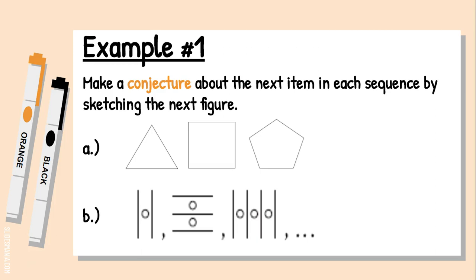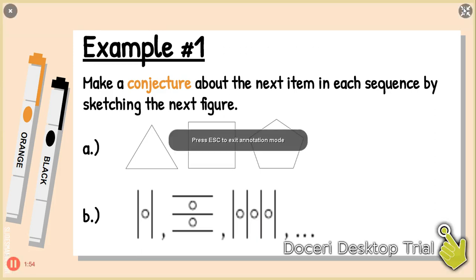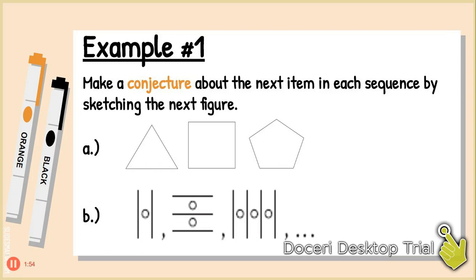So if we look at A, it is a triangle, which has 3 sides. Then we have a square. The square has 4 sides. Then we have a pentagon. The pentagon has 5 sides. And so I would make a conjecture based on my observations that our next object would have 6 sides. So I would draw a hexagon.